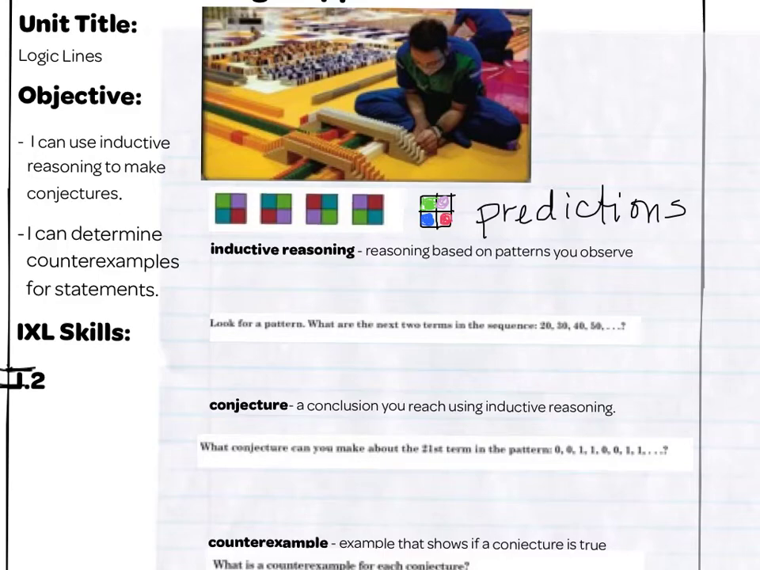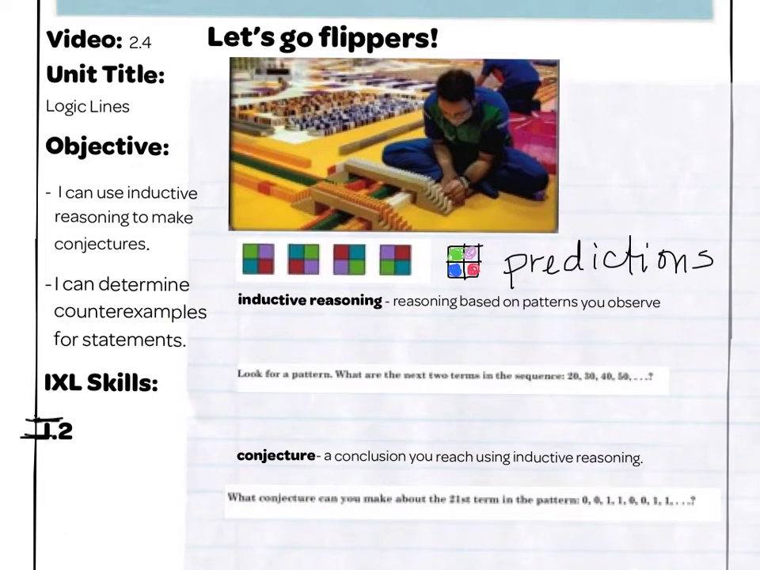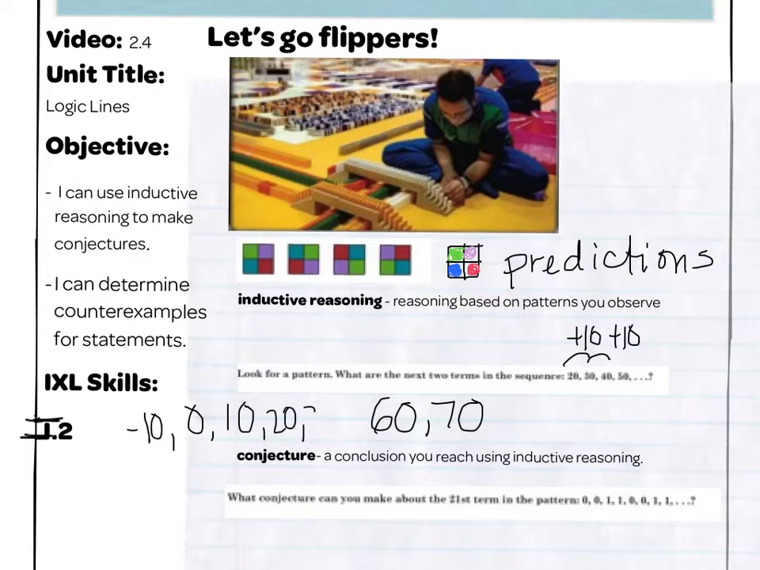Inductive reasoning is reasoning based on patterns you observe, and that's a pattern we saw here. Look at this example. It says, look for a pattern. What are the next 2 terms for the numbers 20, 30, 40, and 50? You probably guessed right. It looks like this is going up by 10, so that would be 60 and 70. If we were asked to go back, we could say this started at maybe 10, or even 0, or even negative 10, because we can clearly see the pattern and where it's going.